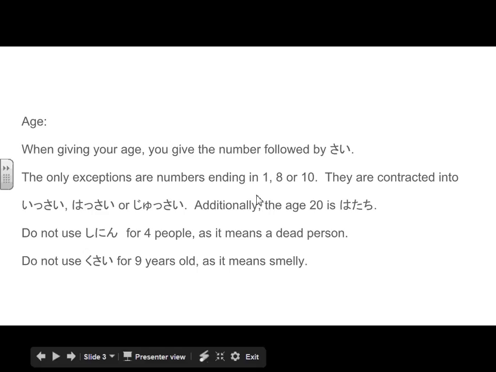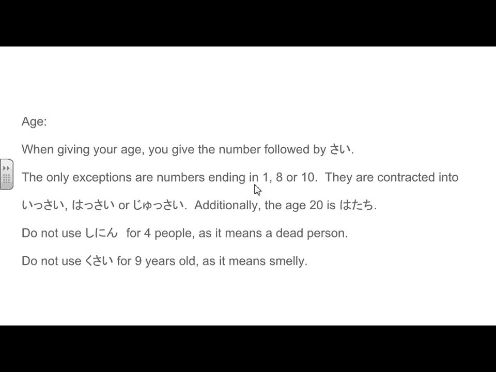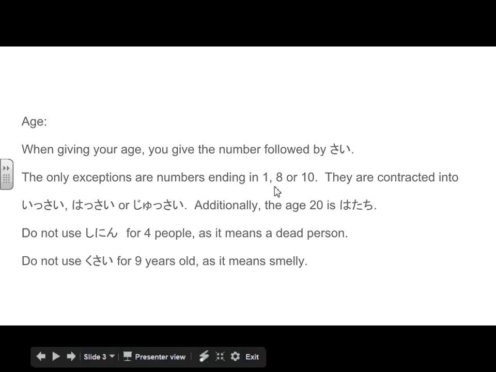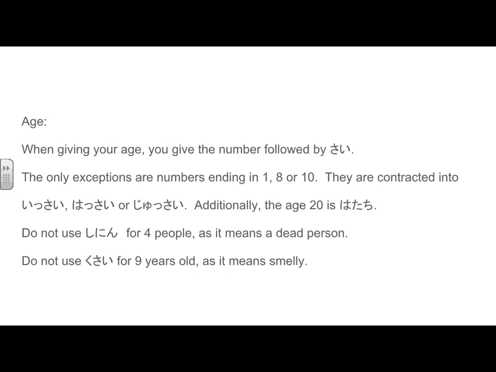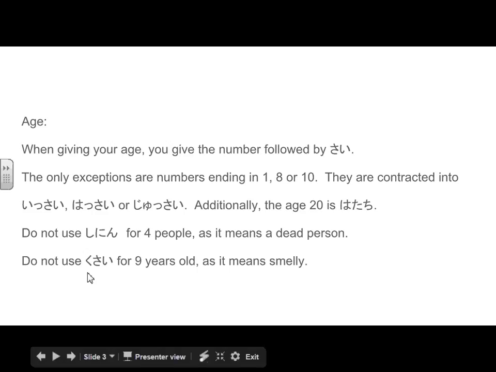For high school students, ages are going to be either Ju Yonsai for 14, Ju Gosai for 15, Ju Rokusai, Ju Nanasai, or Ju Hasai. For any age ending in a number 9, like 9 years old or 19 years old, it's important to say Kyusai or Ju Kyusai. Kusai means smelly.